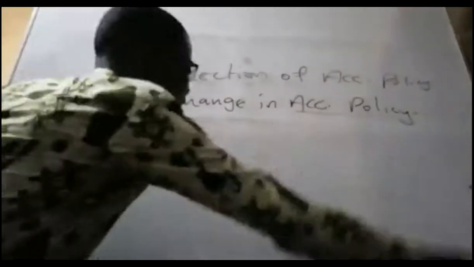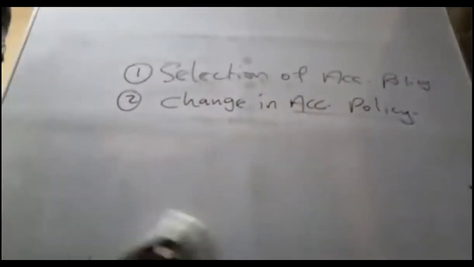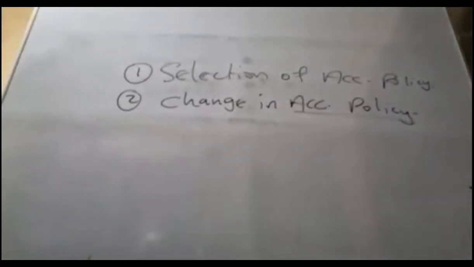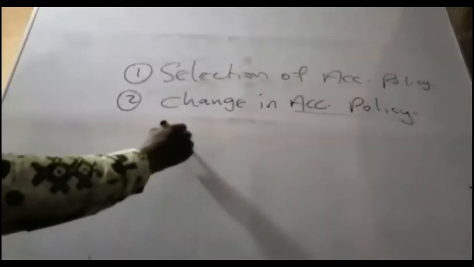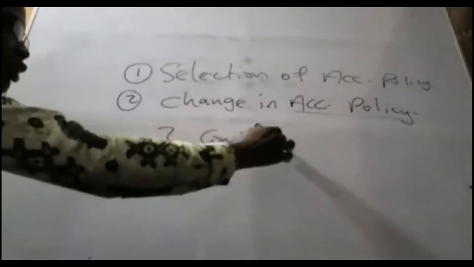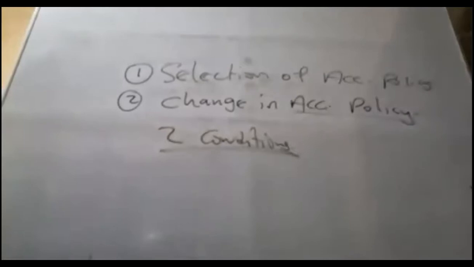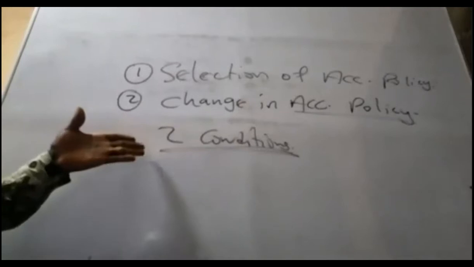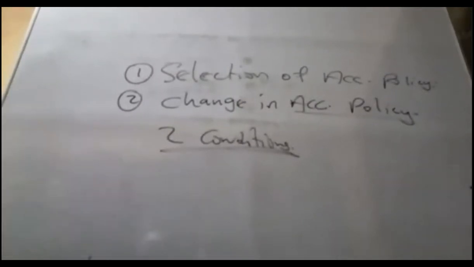Now, unless we are going to give a condition, sometimes there's a need for you to change your accounting policy. The standard allows that. But the standard gives only two conditions in which you can change your accounting policy. So before you can change your accounting policy, make sure that these two conditions are in place. Great. Now, what are the conditions?